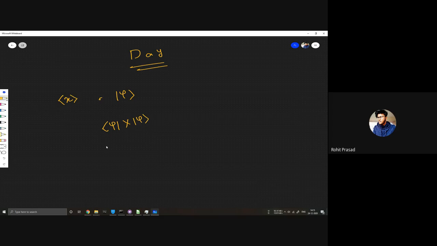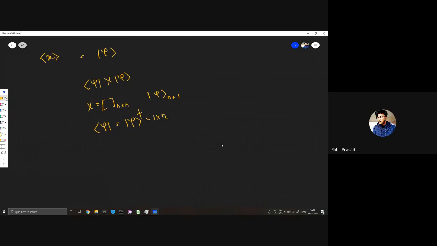right? Taking x as some n cross n matrix, your psi as an n cross 1 matrix, and your psi bra will be psi conjugate transpose, which is a 1 cross n matrix, right? So this is what we learned in the previous class.